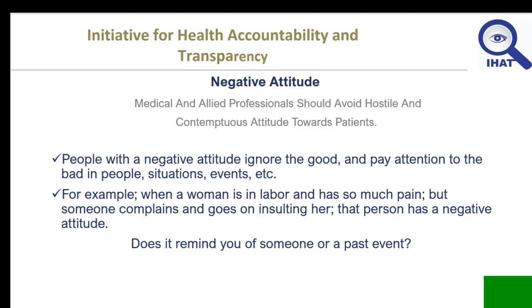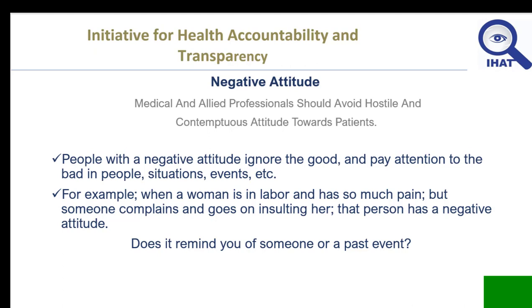On negative attitude, medical and allied professionals should avoid hostile and contemptuous attitude towards patients. People with a negative attitude ignore the good and pay attention to the bad in people's situations and events. For example, when a woman is in labor and has so much pain, but there is this provider who complains and goes on to insult her, seeing her as a nuisance.